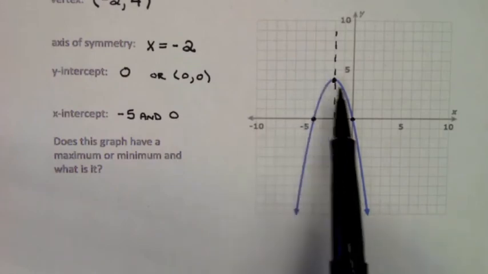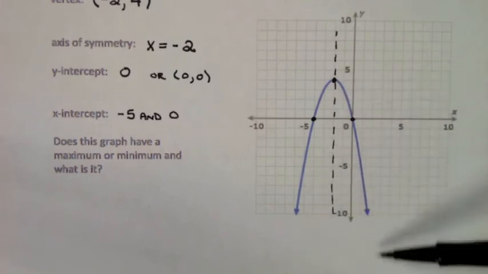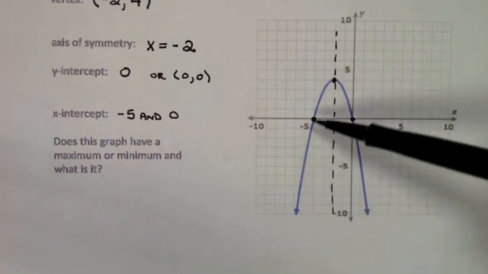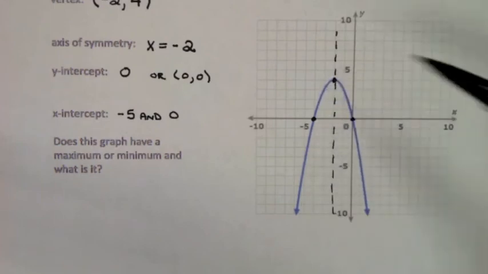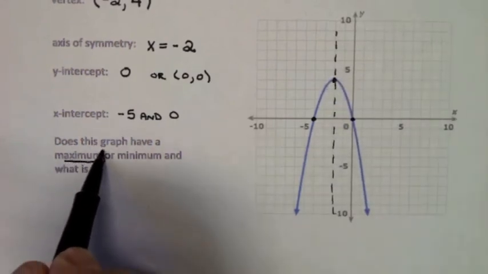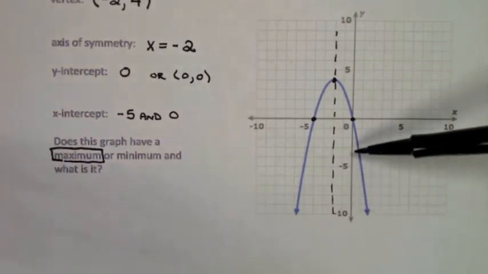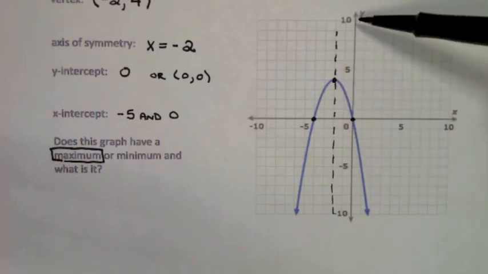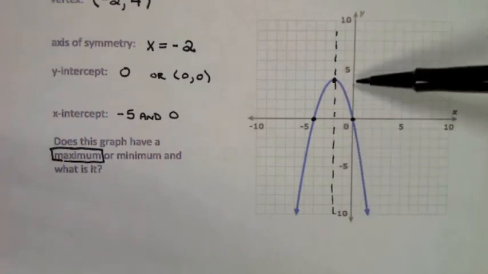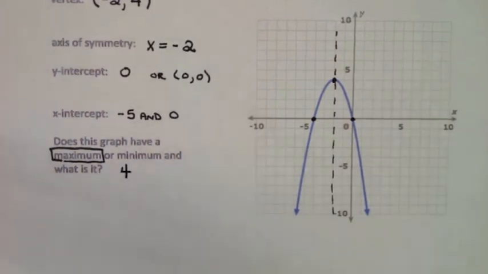Does this graph have a maximum or minimum? Well, it looks like it will go on forever going down, but it's got a maximum because it's got a point that it can't get any higher. So it would have a maximum. What is the maximum? What's the highest? And since we're talking about going in this direction, what's the highest value of y it can have? The highest value of y it can have is 4.